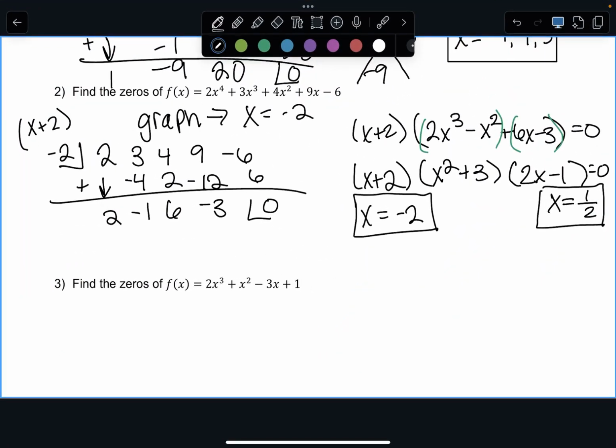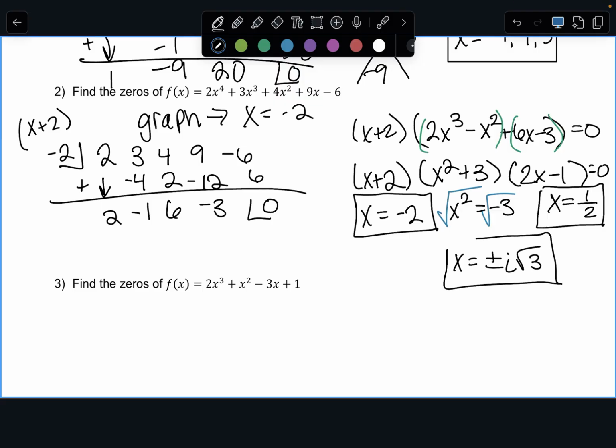Then my other 2 were imaginary, so whatever I get out of here is going to be imaginary. I would subtract my 3, and I would get x squared is equal to negative 3. Take the square root. What is the square root of negative 3? Plus or minus i root 3. Perfect. So that's my other 2 that I can't see on my graph, but they are still solutions. Questions on that one? Okay, that's like the general idea.